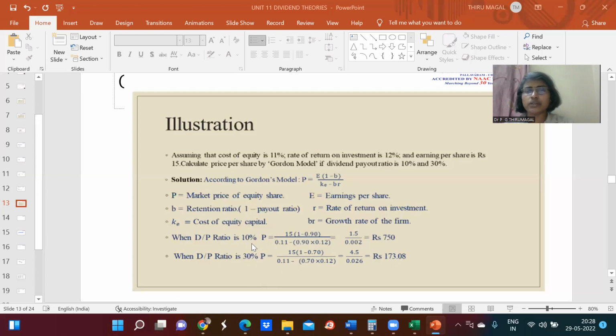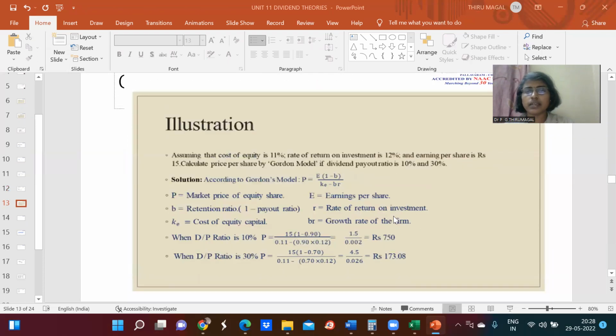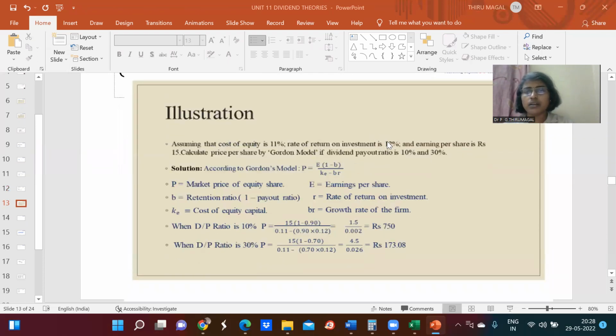And as well as the dividend payout ratio. So as per the Gordon rule, this is the rule we remember: when R greater than K, R equal to K, and R less than K. As per this problem, R is 12% and K is 11%, which means R is greater than K, which means it's a growth firm. The optimum payout ratio should be 0.